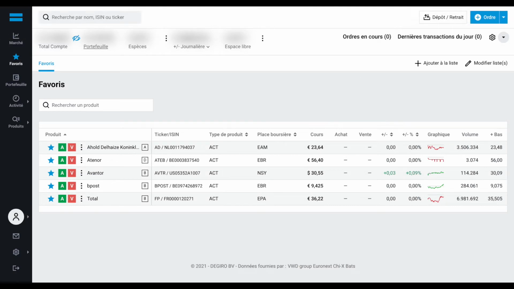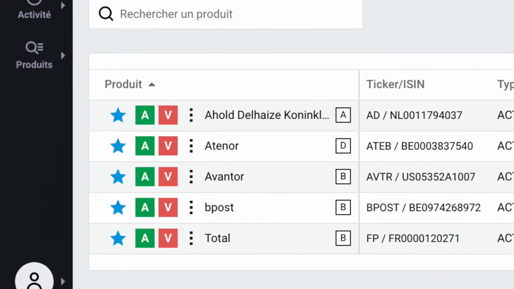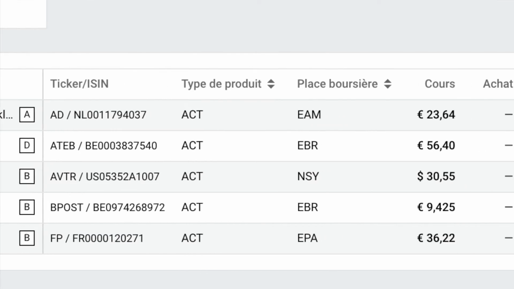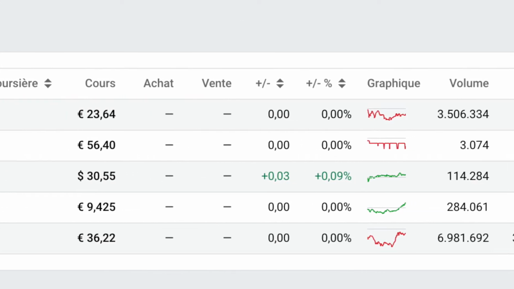The next tab is the favorite tab. This will bring up all the stocks or products that you have marked as your favorite, and it shows you their name, their symbols, the listed market it's on, the price, bid and ask price for such stocks, and the stock's value movement in percentage and monetary value.